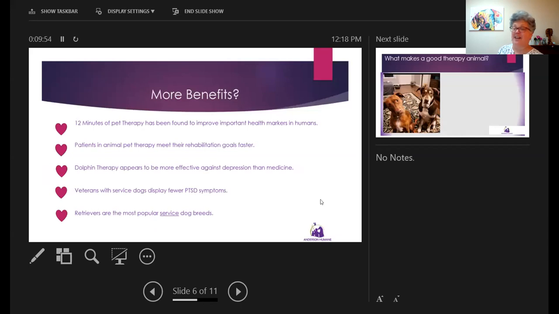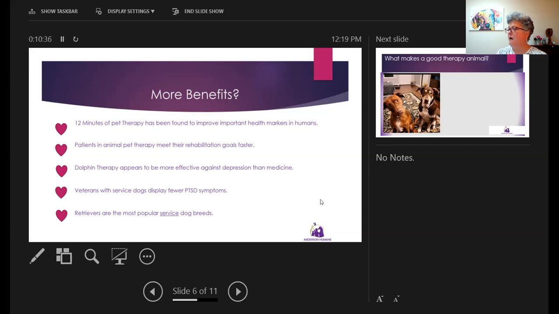And even more, if I haven't overloaded you already, 12 minutes of pet therapy has been found to improve important health markers in humans. These are things like lowering of your blood pressure, slowing the heartbeat, and also certainly emotional things as well: calmer thoughts, less panic, more solidity. Patients in animal pet therapy meet their rehab goals faster.